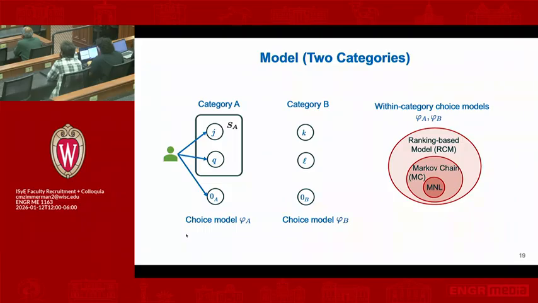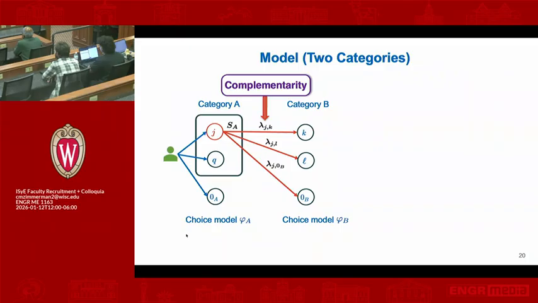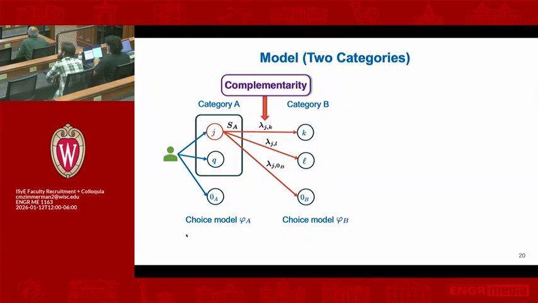And then the customer comes, and she will first look at the first category, category A, and follow the choice model phi A. Let's say this customer chooses J, and what will happen next? With probability lambda jk, she will be initially interested in product K in category B, and this lambda jk value indicates the strength of complementarity between product J and K. If lambda jk is high, this means there is a stronger complementarity between product J and K.